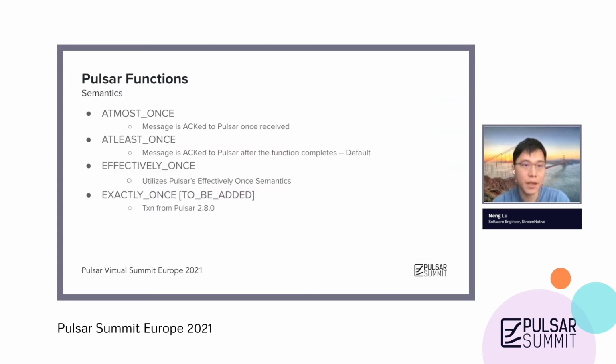For the semantics, Pulsar Functions currently supports at-least-once and effectively-once semantics. If you are familiar with the Pulsar project, transaction support was added to Pulsar in release 2.8.0. And we are also actively working on adding exactly-once support based on the transaction feature from Pulsar.